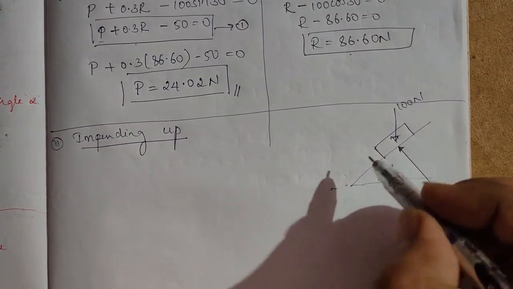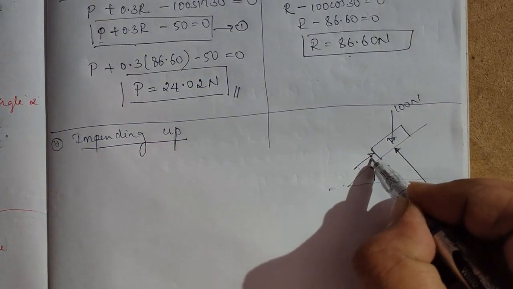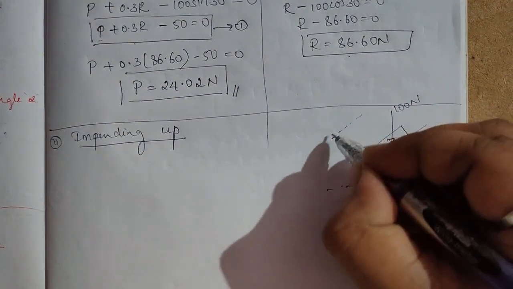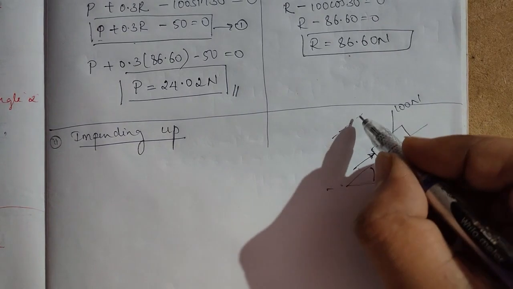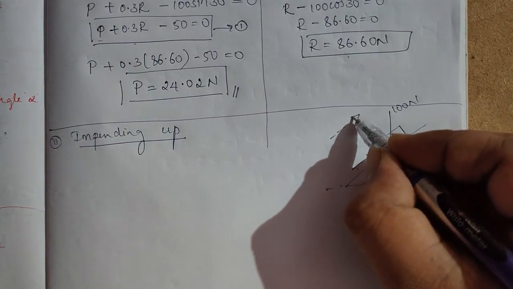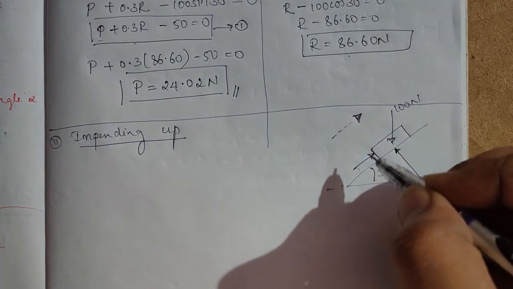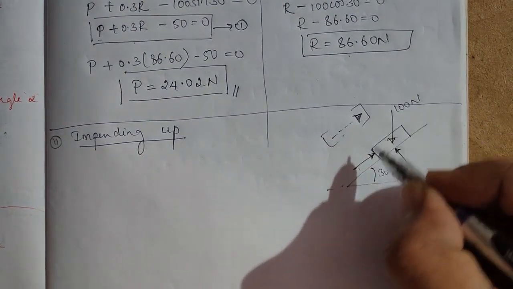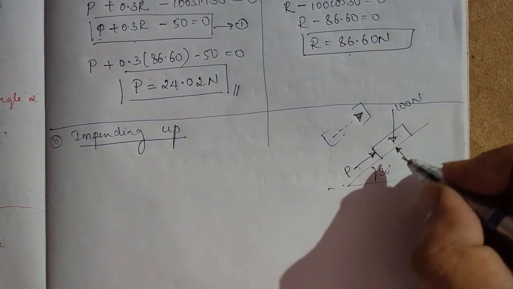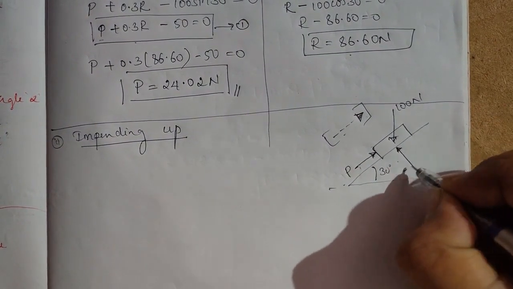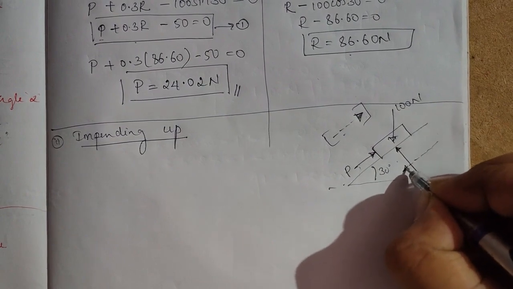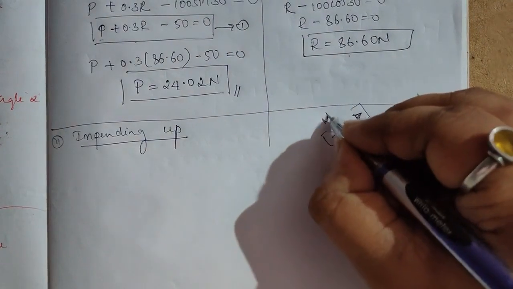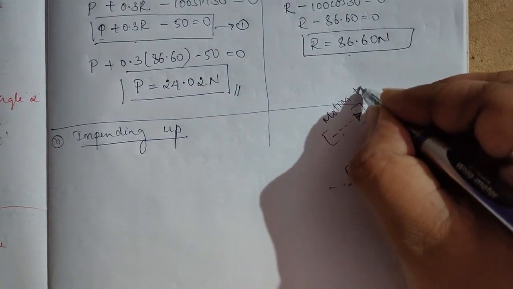So 100 Newton, so we have to find force P. In the previous case the body is impending down. Now the body should go up, it should be impending up. So like that we have to find P, but what is the intention? The body should go up. If the body is going up, okay, what will be the friction force? It will be in the direction opposite to the direction of the body. So this will be the friction force. So this is the motion trend.